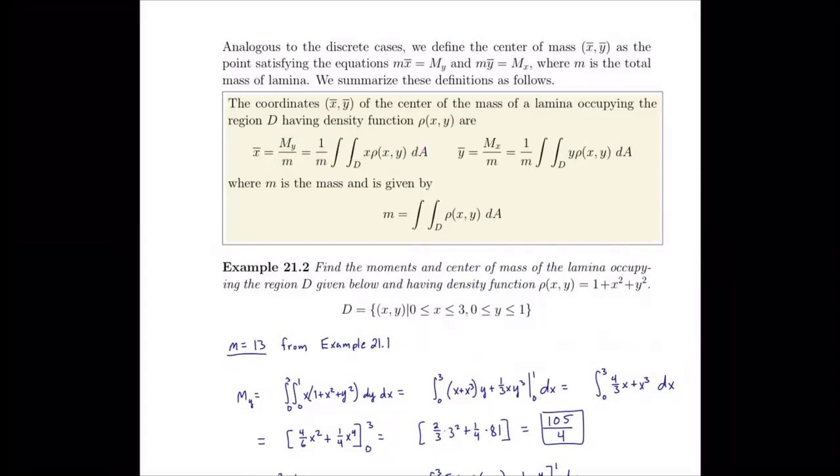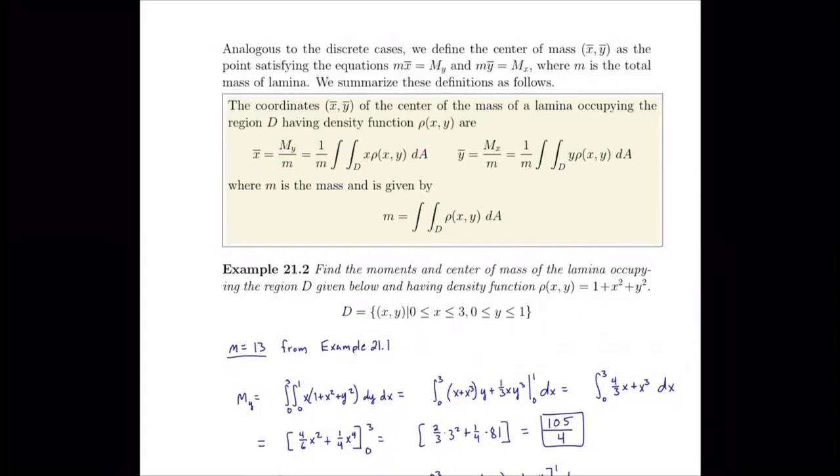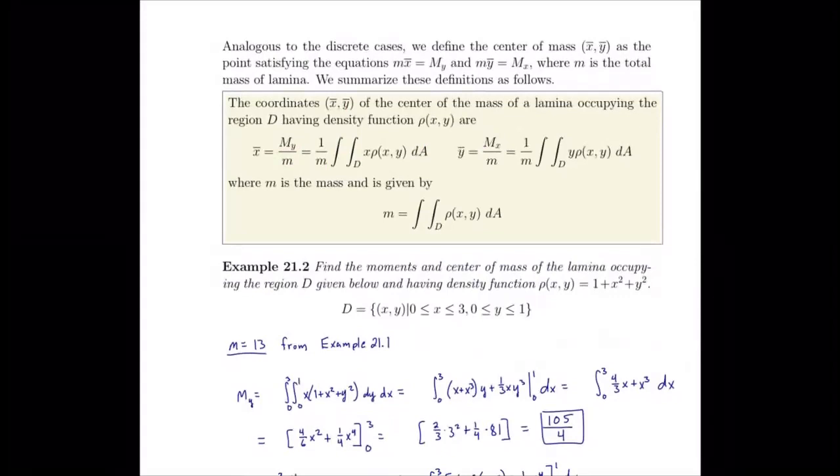So we've got that for x bar. y bar is very similar, the moment about the x-axis divided by m, and that looks just like what we've seen previously for the x-coordinate of the center of mass.